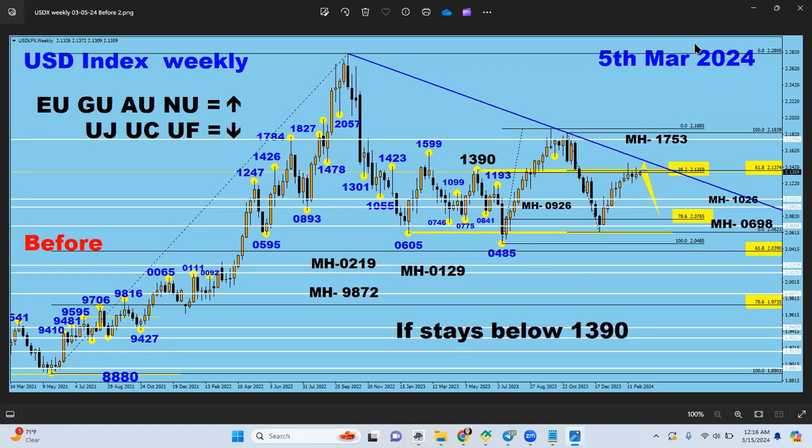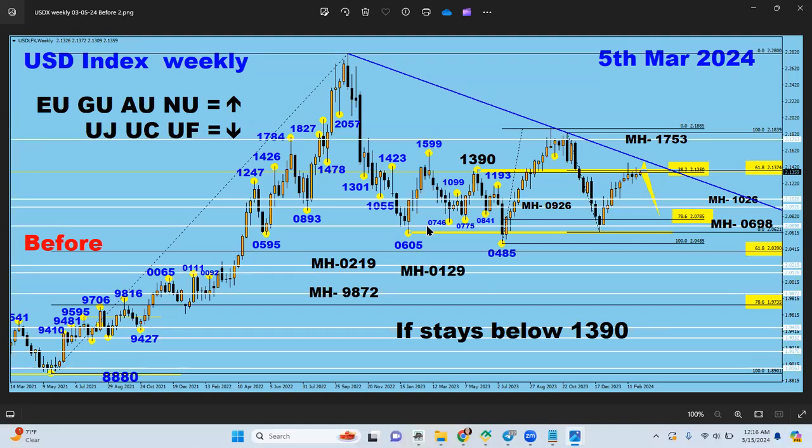Making this video about the US dollar index. So let's get started. This is the US dollar index weekly chart. I made it on March 5th, right? And this was the area in question, 1390. And I said if it stays below 1390, we're going to drop to maybe 0926 or even lower.